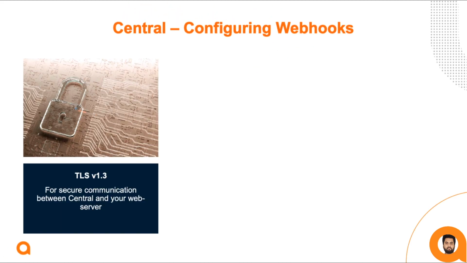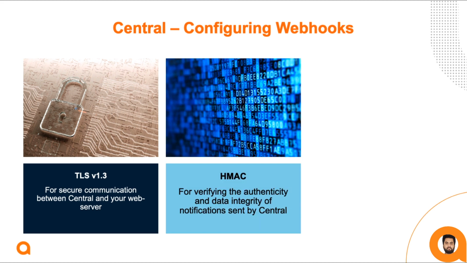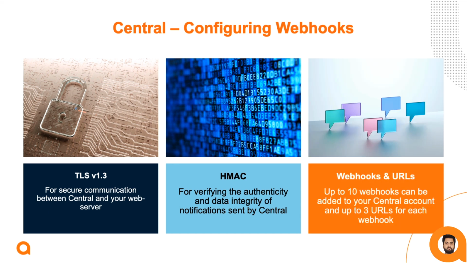Communication between Central and the webhook server is secured using Transport Layer Security, also known as TLS 1.3. Hash-based message authentication code, also known as HMAC, is used to verify the authenticity and integrity of notifications sent by Central. Moreover, you can configure up to 10 webhooks to your Central account, and you can provide up to 3 web URLs for a single webhook. Central will use these URLs to send notifications for configured alerts.